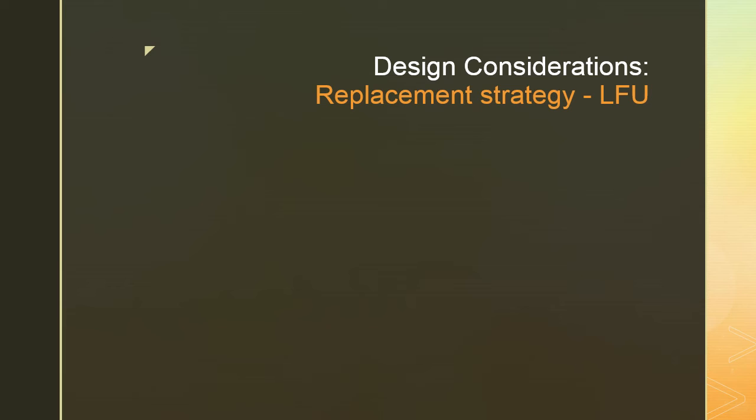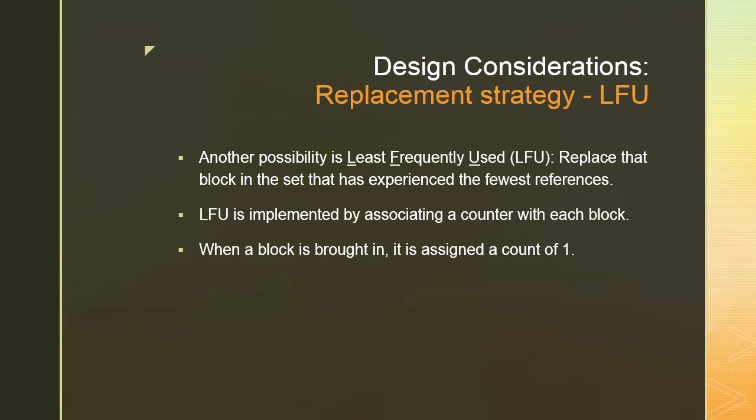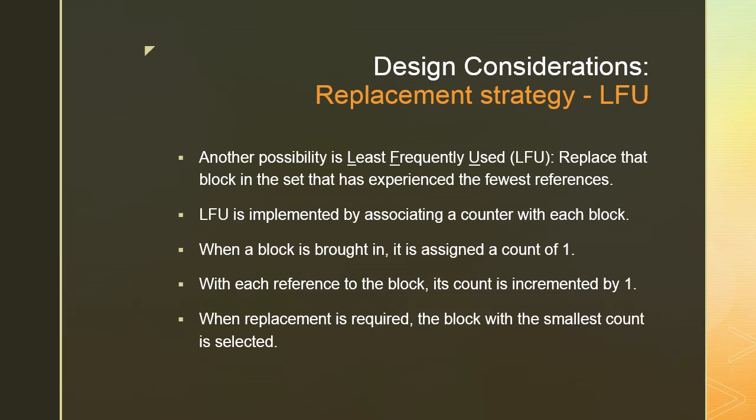Continuing with design considerations and replacement strategy, another possibility is least frequently used or LFU: replace that block in the set that has experienced the fewest references. LFU is implemented by associating a counter with each block. When a block is brought in, it is assigned a count of 1. With each reference to the block, its count is incremented by 1. When replacement is required, the block with the smallest count is selected.